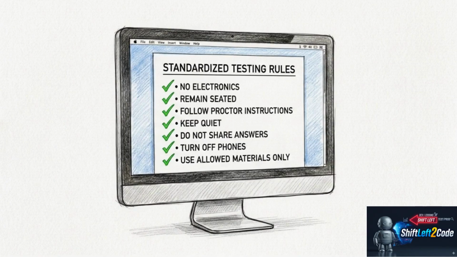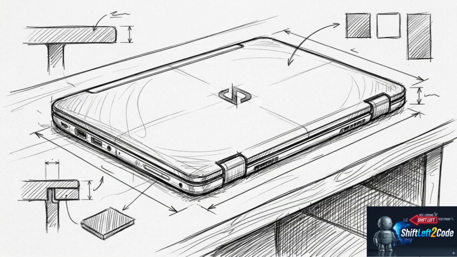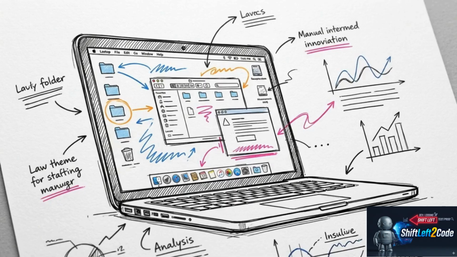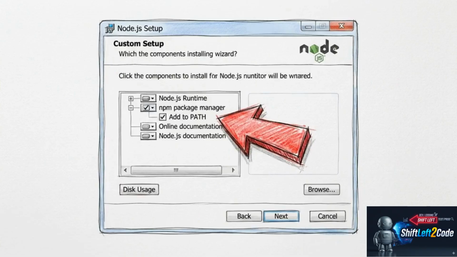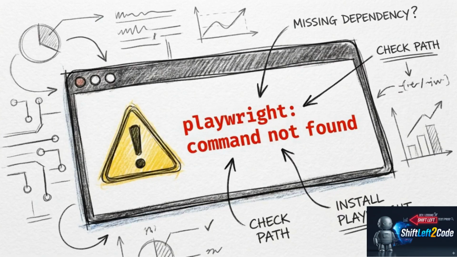Your baseline requirements are simple: a standard operating system, an internet connection, Visual Studio Code, and Node.js. When installing Node.js, ensure you check the box to add the software to your system path. Failing this is a common error that blocks your terminal from recognizing Playwright commands.